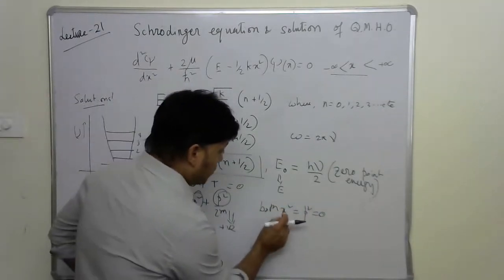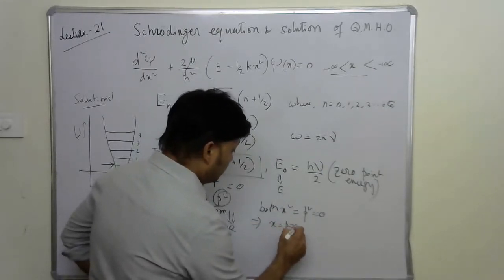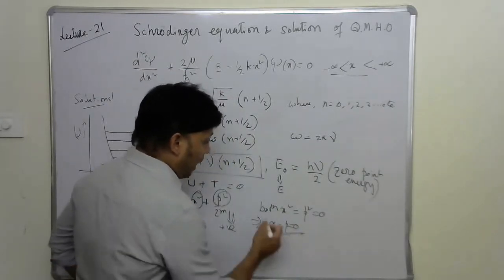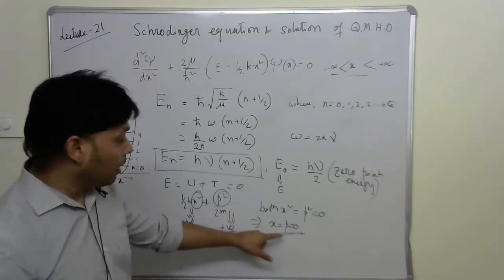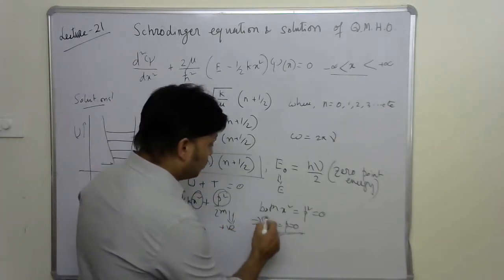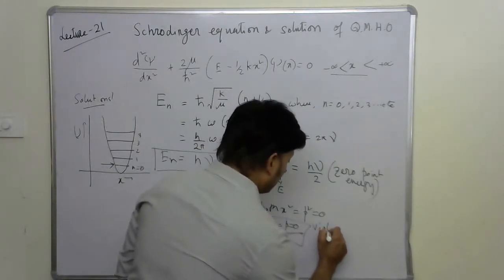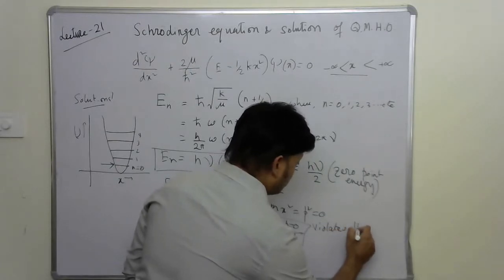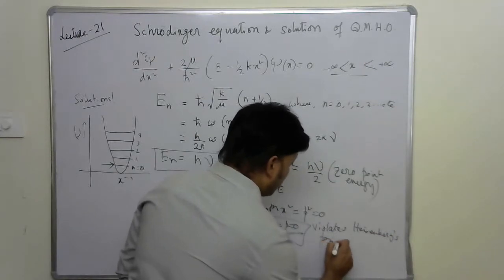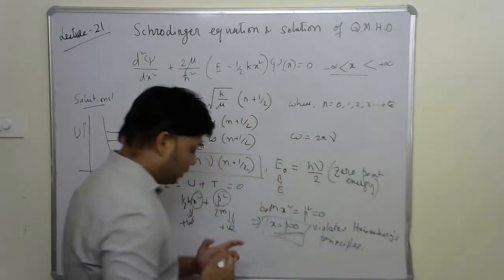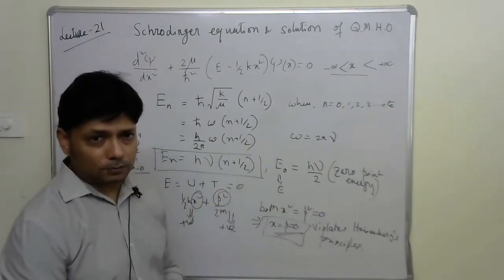Now if individually x square and p square are equal to 0, we can say that x is equal to p is equal to 0. The moment you write like this, that means you can precisely tell the position is 0 and the momentum is 0, and the moment you write this, you are violating Heisenberg's uncertainty principle. Okay, so therefore quantum mechanically, zero-point energy can never be 0. It should always be half h nu.